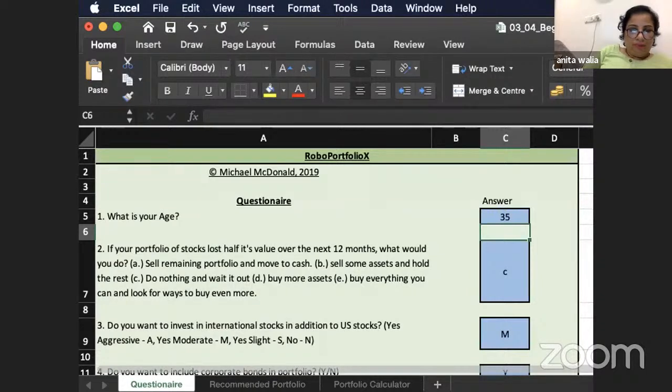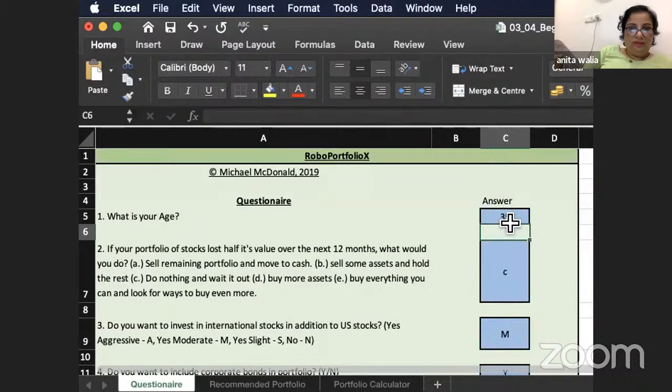Okay. Now, as I was telling you, I have just made a financial model in the form of an Excel sheet robo-advisor, where we have asked certain questions like, what is the individual's age?